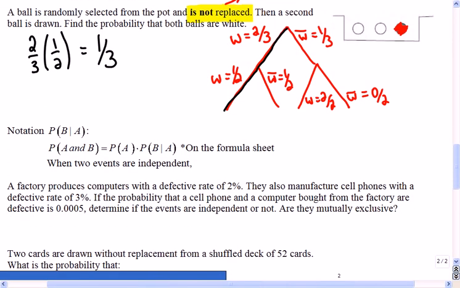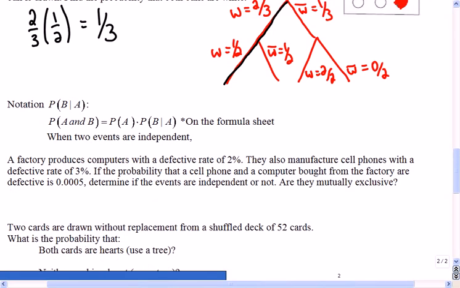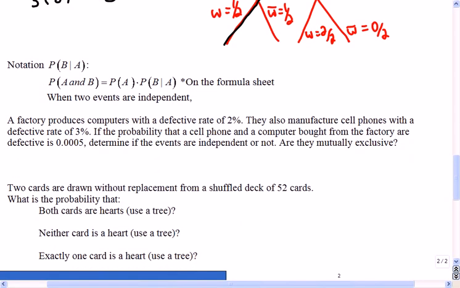So here's, now that we're talking about dependent events, here's the notation that we're going to see. So this is the notation, probability B bar A, and what that means is this is the probability of B given A has occurred.